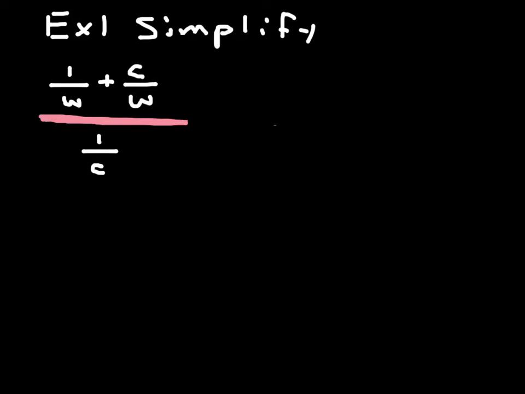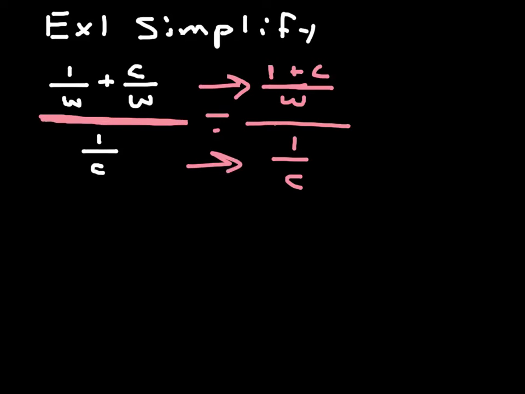when you add or subtract fractions, you want a common denominator. And notice I do have a common denominator. So my common denominator is w, and then you simply add the numerators, so 1 plus c. So in the top, really what I have is 1 plus c over w, and then the bottom I have my 1 over c. Now it's strictly just a fraction over a fraction.